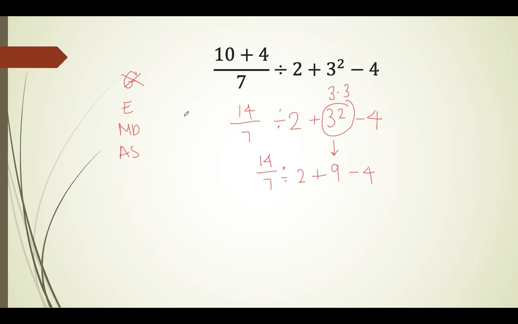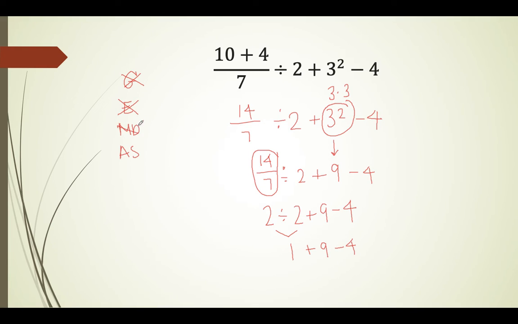Looking through this, I have no more exponents, so I'm going to cross that off. And now I'm looking for multiplication or division. Well, this is a division problem right here. 14 divided by 7 gives me 2. Then I'm going to bring down divided by 2 plus 9 minus 4. And you can see I still have a division problem. 2 divided by 2 is 1 plus 9 minus 4.